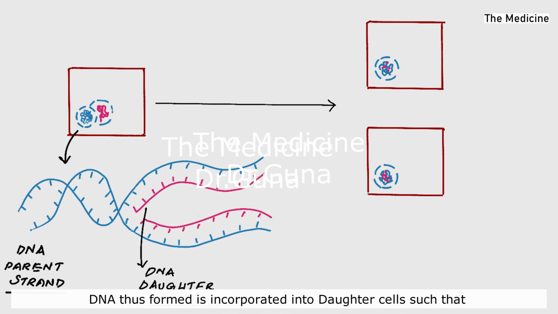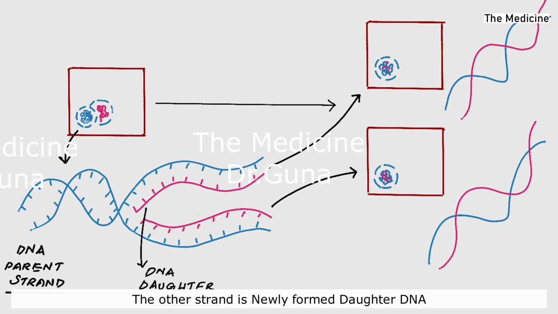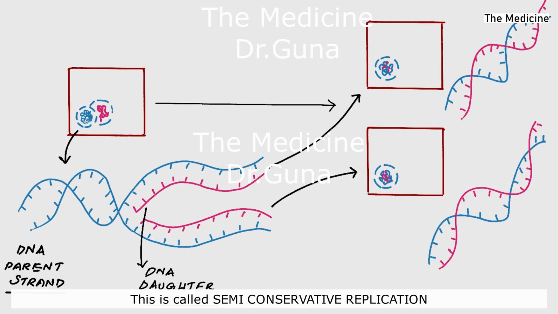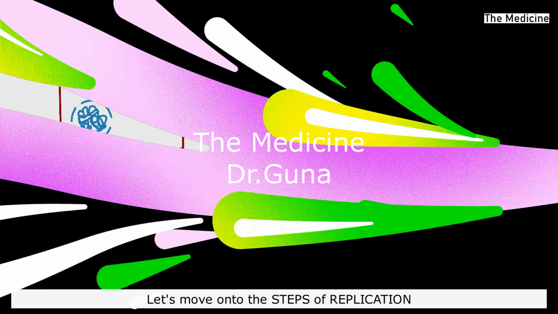DNA thus formed is incorporated into daughter cells such that one strand is from the parent DNA and the other strand is newly formed daughter DNA. This is called semi-conservative replication.